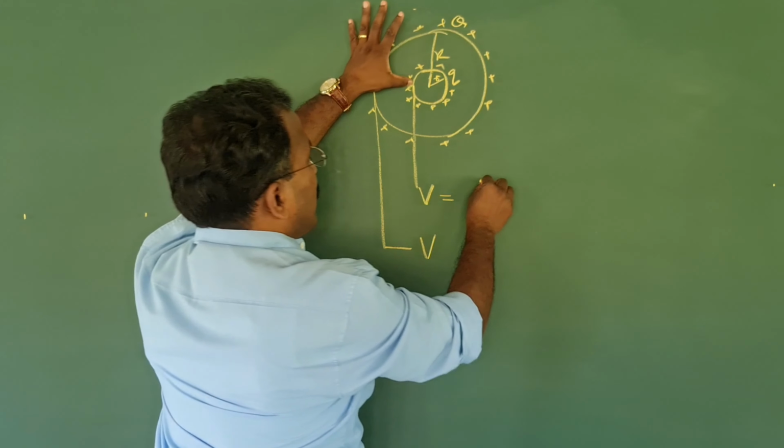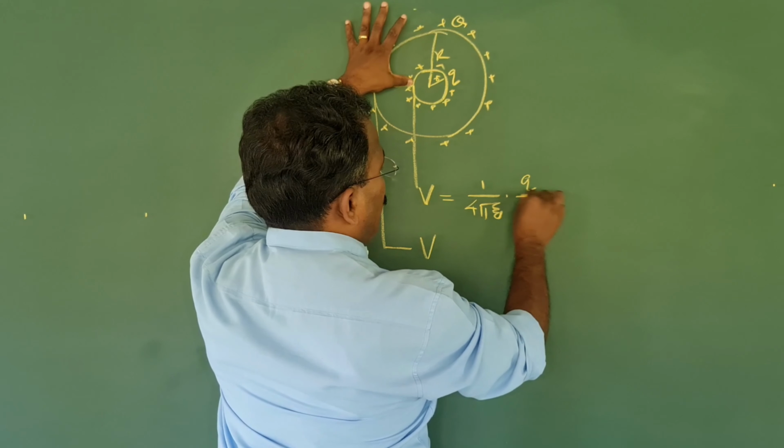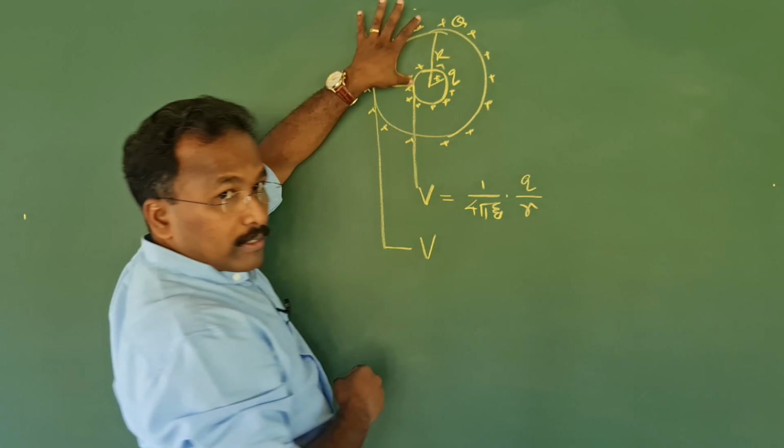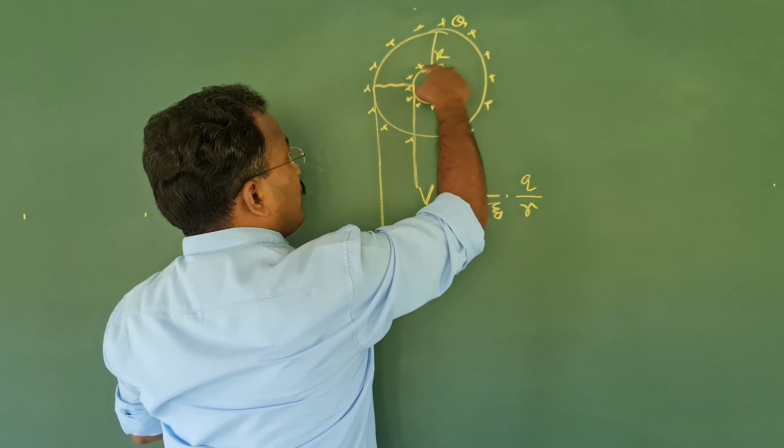So it will have a potential 1 by 4 pi epsilon 0 into Q divided by small r, as it is a point on the surface of this small shell, plus it is actually an inside point for the bigger shell. So the surface potential also will be there, into Q divided by capital R. I hope you understood the equation.